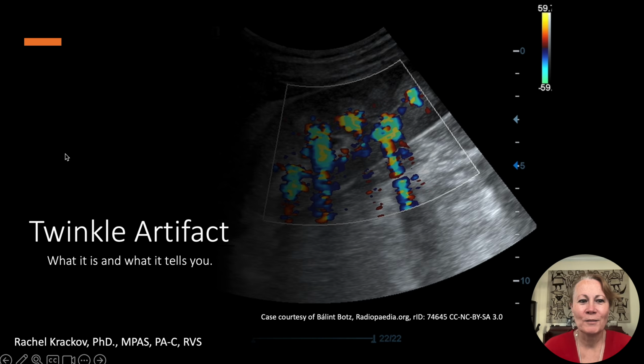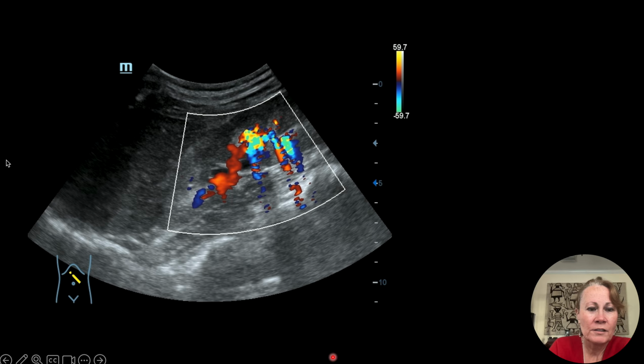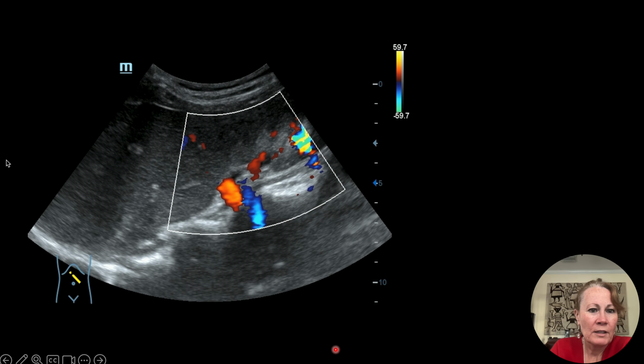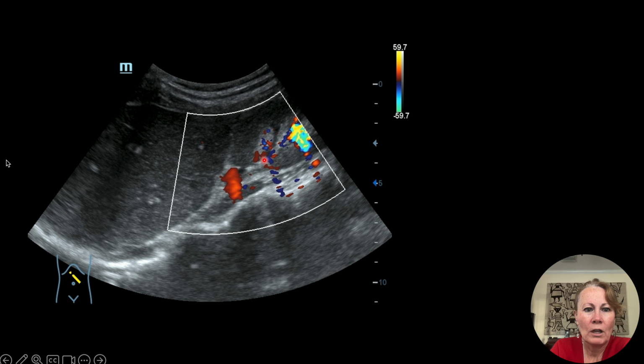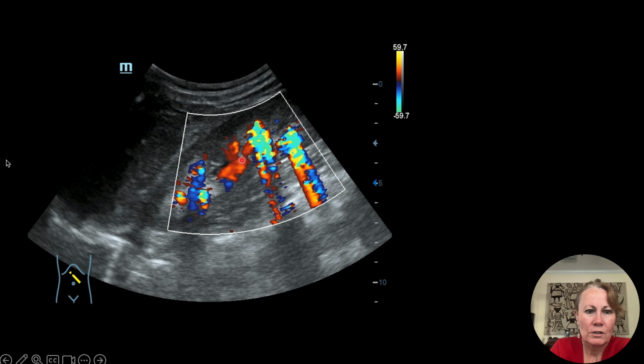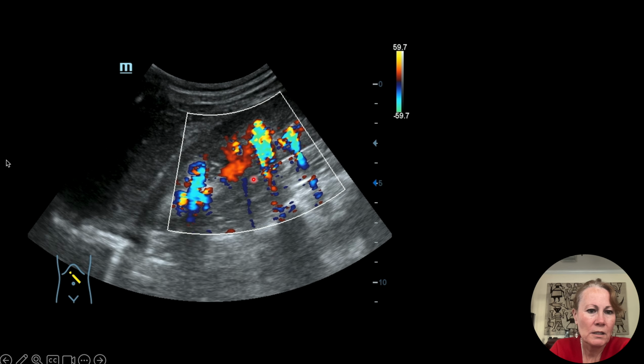All right, let's talk about the Twinkle artifact. All right, let's look at this color cine loop. It happens to be of the kidney. And the first thing that will strike you is that there are a lot of vertical, light blue, yellow, orange signals coming from inside the kidney.